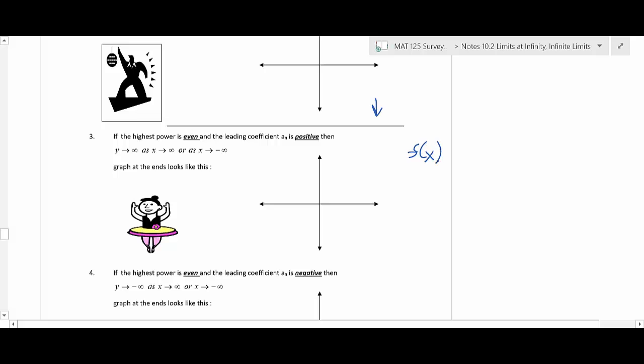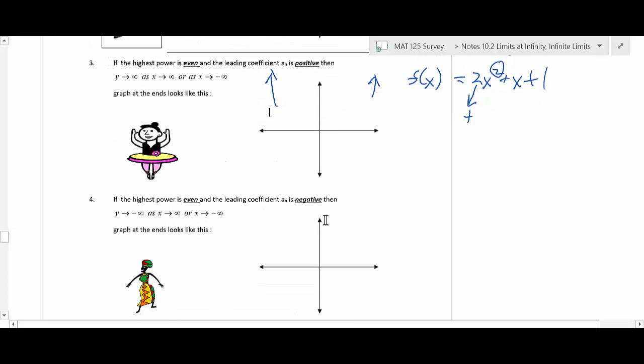Let's do an even one. Let's keep it simple. Let's say we have 2x to the second plus x plus 1. Isn't that a parabola? What do parabolas do? Like this or like this. This is an even degree, and the number in front is positive, so it just means the graph is going to look like this, like that dancer. Okay, that's it. And then the last case, we'll just kind of finish up here, will be this dancer.